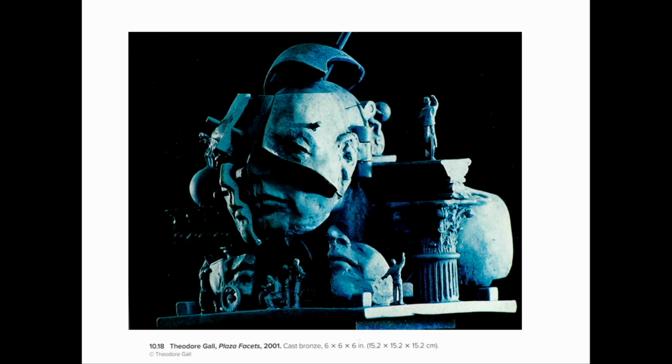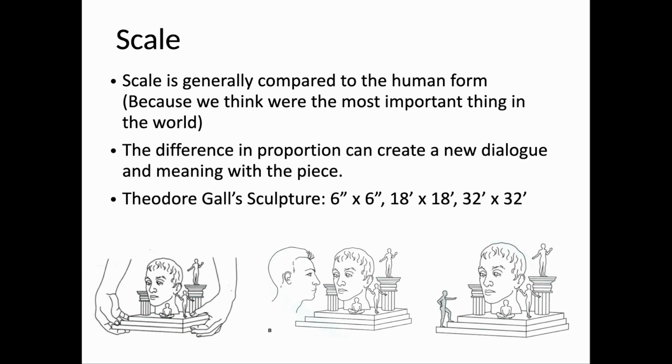This is a sculpture by Theodore Gall, Plaza Facets. Let's look at this figurative sculpture as an example of the three different types of scale we're concerned with. Scale, as I said before, is generally compared to the human form because we think that we're the most important things in the world. This is the Anthropocene, human-dominated era. The difference in proportion can create a new dialogue and meaning with the piece.